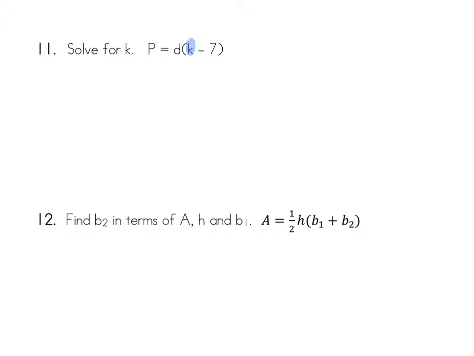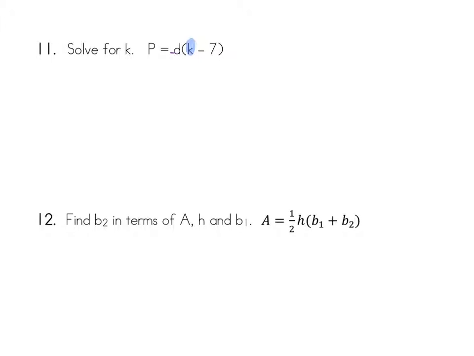Well, I'm going to first try to get rid of d, because d is being multiplied to k minus 7. I could also distribute. I'm just choosing not to do that here. But if you want to, that would actually be okay. Let's not do that though, because it will look a little bit different and I don't want to lose you.